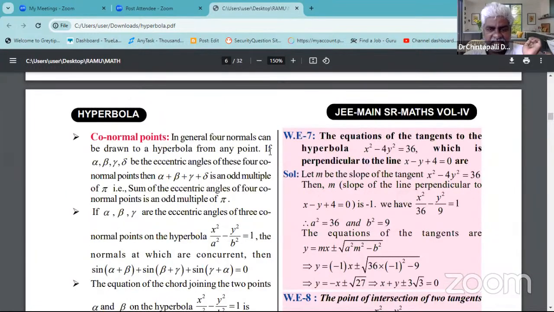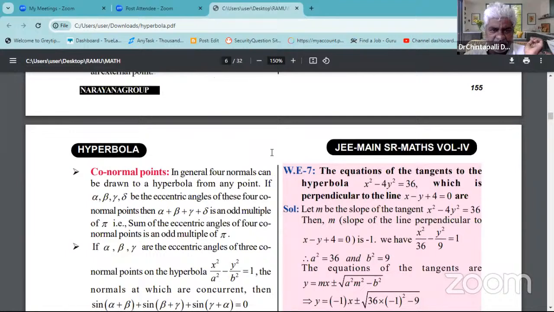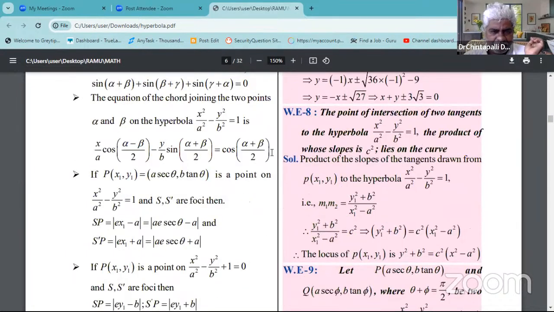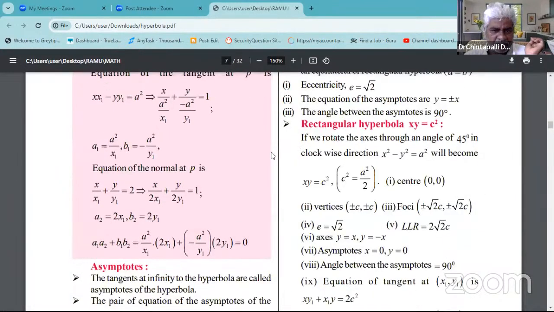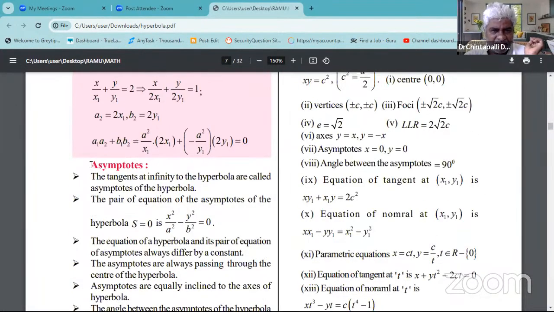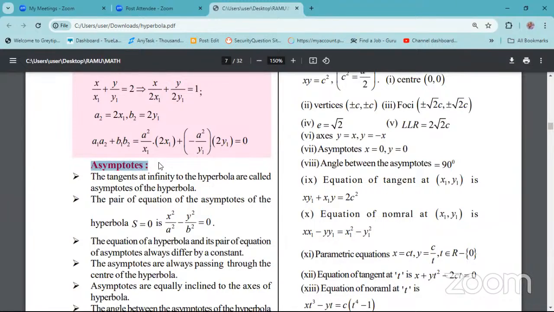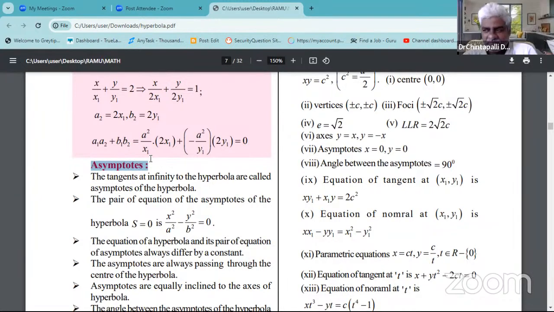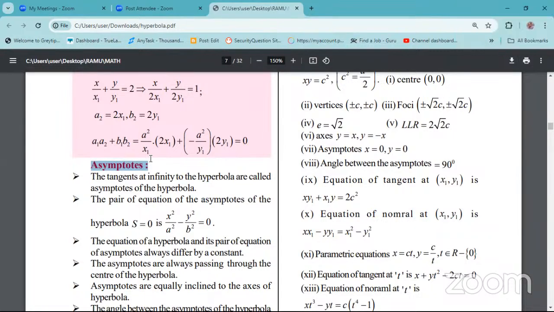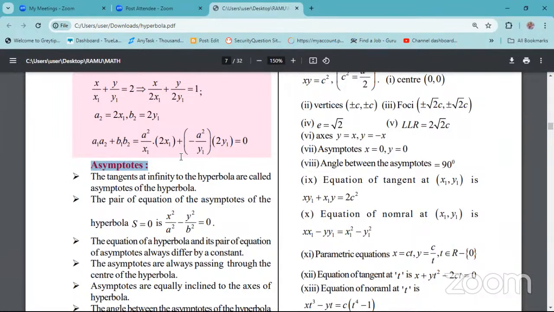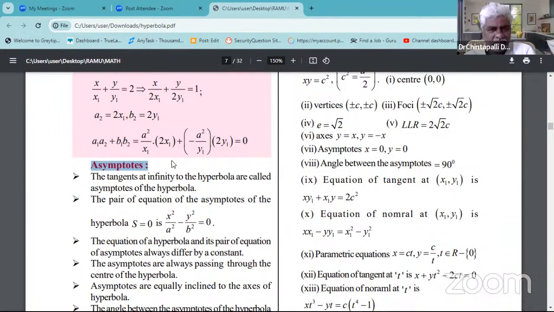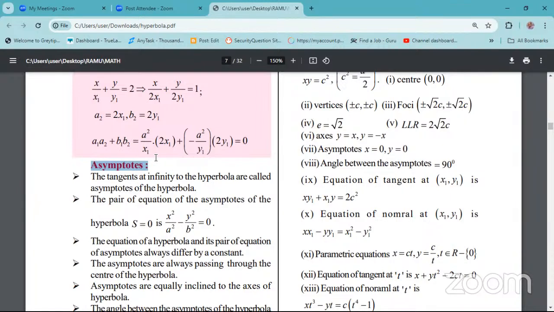Likewise, there is this interesting concept in hyperbola. I'm showing the rectangular hyperbola. Asymptotes, that's a very interesting topic. Asymptotes look like tangents. They seem to meet, but they don't meet. How do you know? We have vertical and horizontal asymptotes.